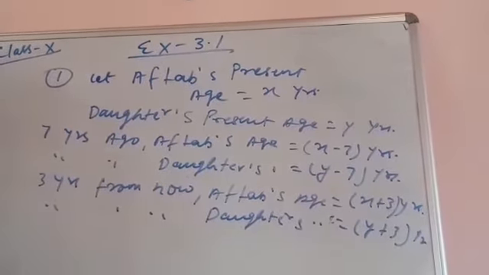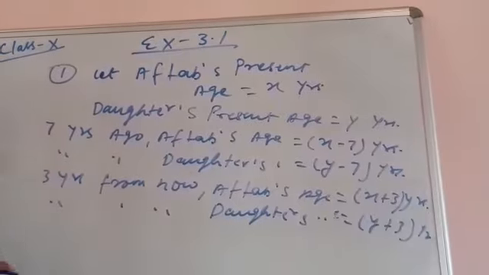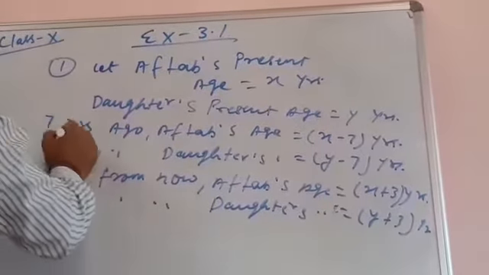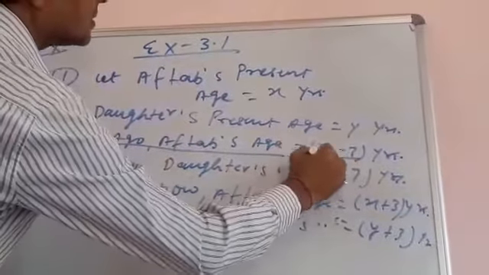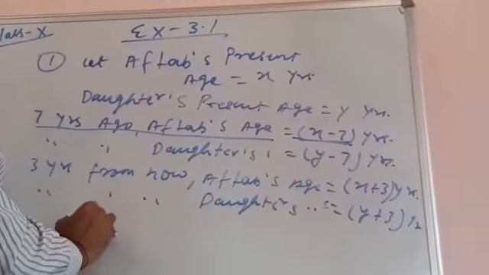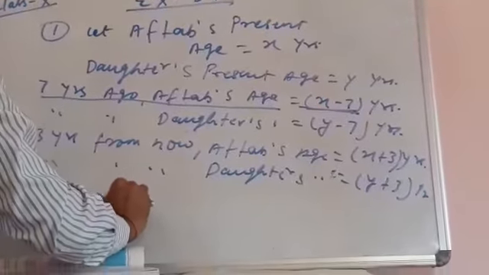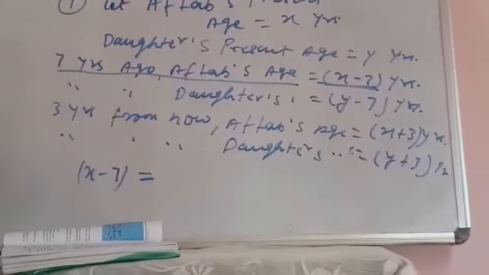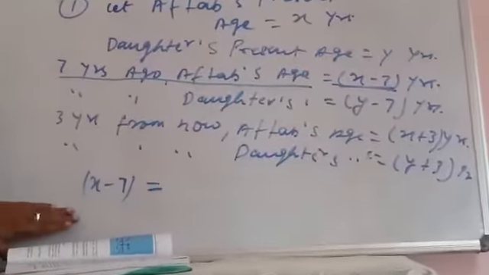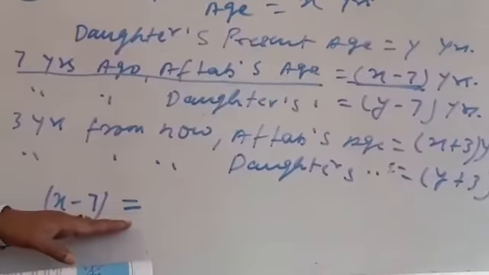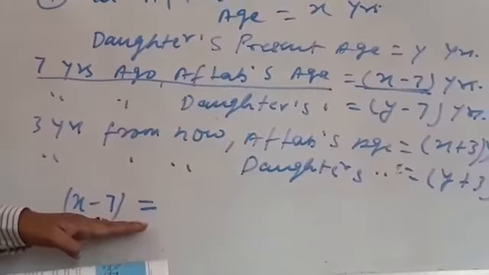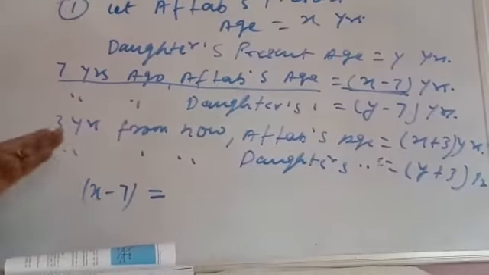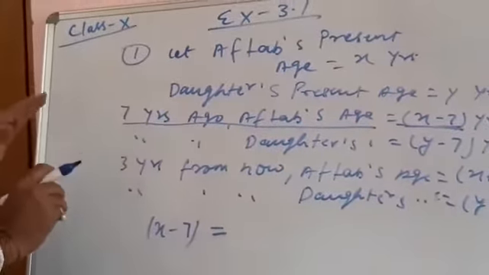Aftab tells his daughter, 7 years ago I. What is I here? 7 years ago I, this is x minus 7. x minus 7 is equal to I was. Who is I here? Aftab. "Was" stands for the sign of is equal to. Thus I am trying to give you something especially different. It is something different, please believe me.